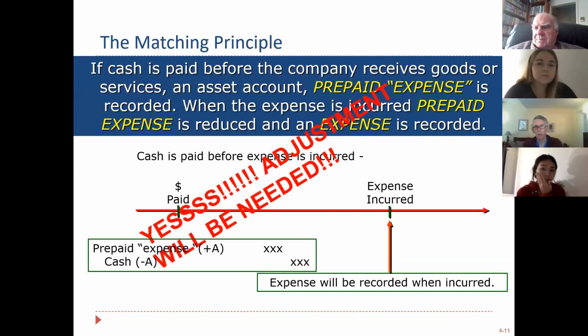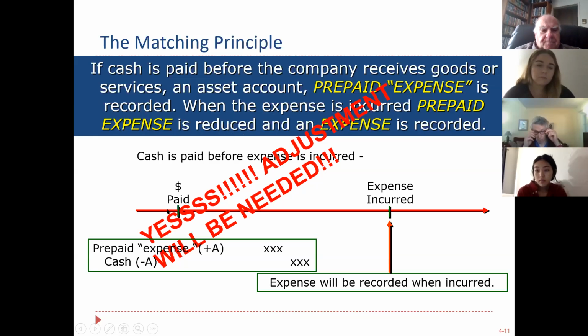Here are the prepaid expenses. And these are kind of easy when you do a few. If the cash is paid before we receive the service or goods, an asset account is recorded. Prepaid expenses. As soon as you see prepaid rent, you know your adjusting entry is going to be rent expense. If you see prepaid supplies or supplies, you know your entry is going to be supplies expense. That's matching them up, right? When the expense is incurred, then we reduce the asset and record the expense.